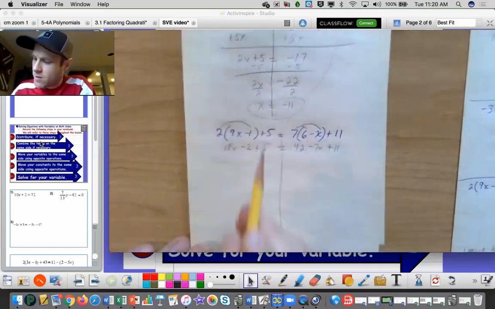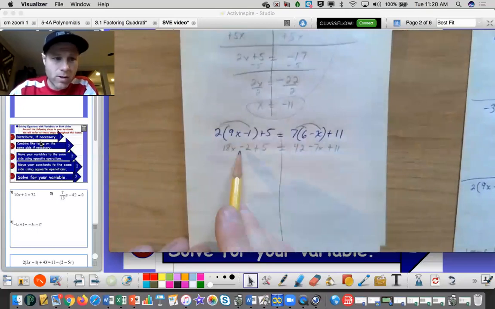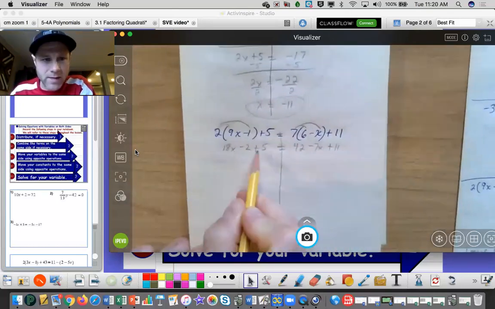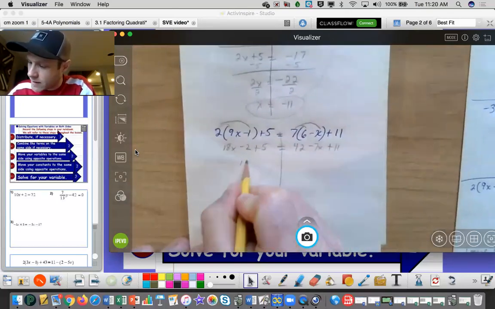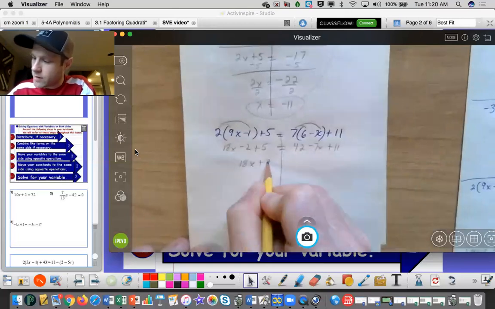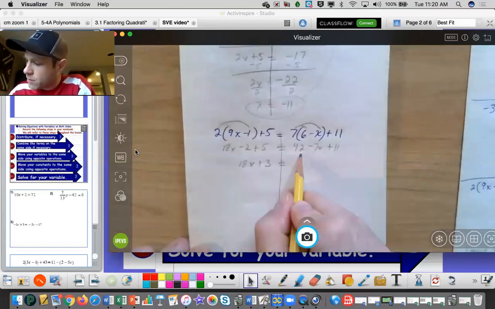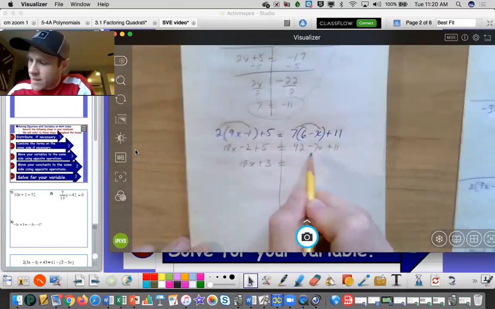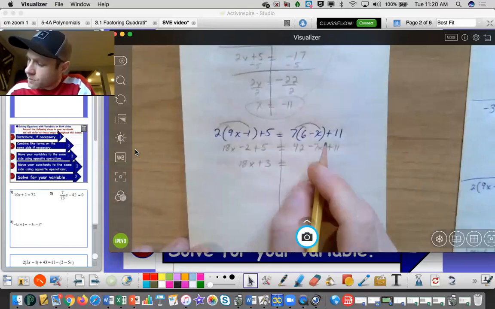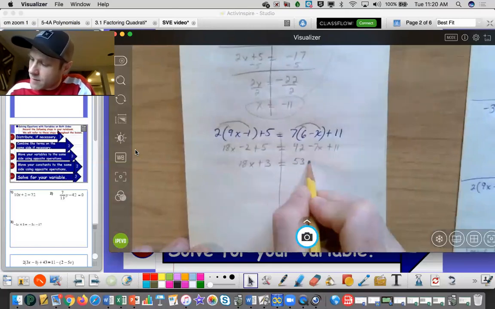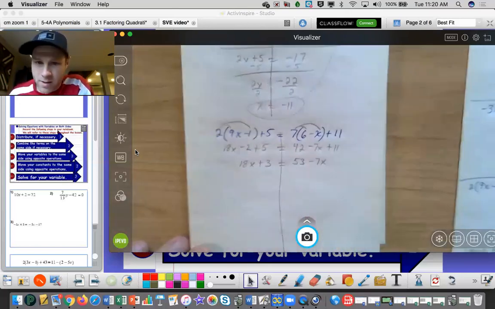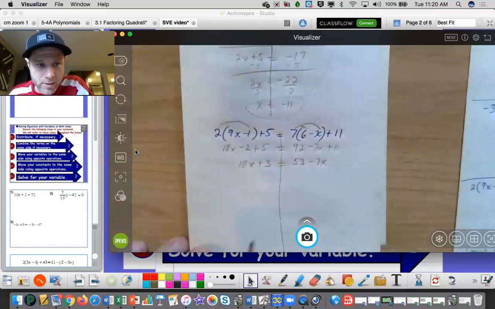So now, after we distribute, we want to look to see if we can combine like terms over here. So I have a -2 and a -5. They're both constants. I can combine those. 18x plus 3 equals, and over here I have a 42 and a positive 11. So I can make that, well, the -7x doesn't go with them, but 53 is 42 plus 11. minus 7x.